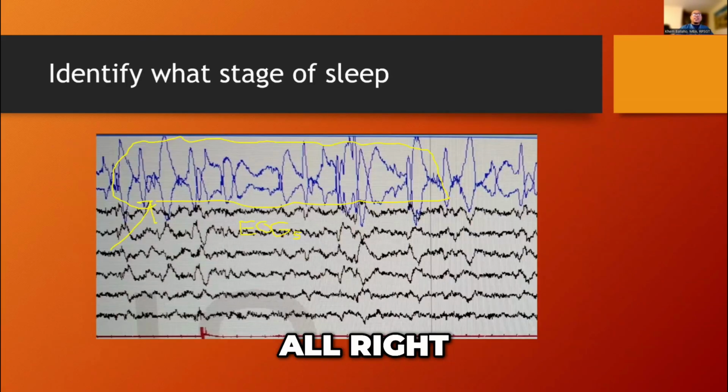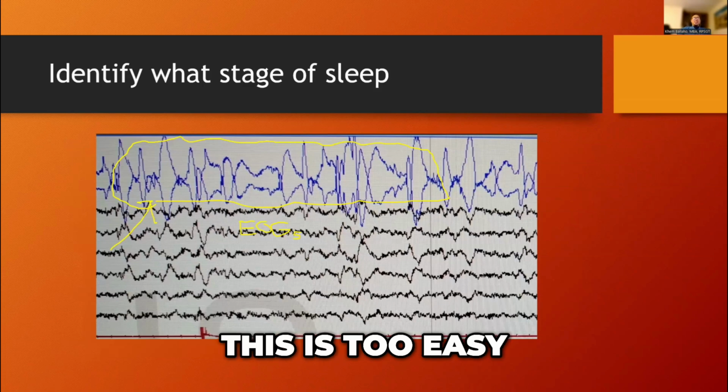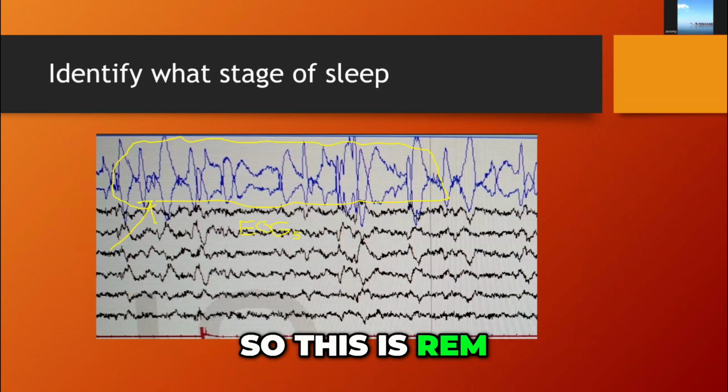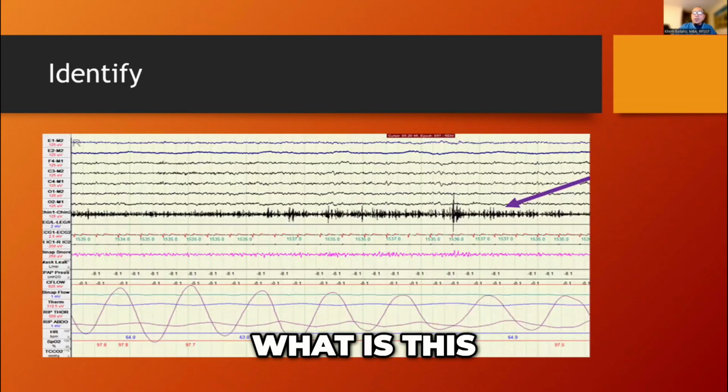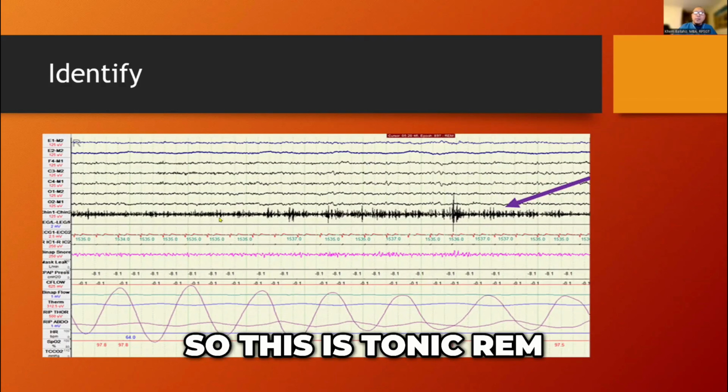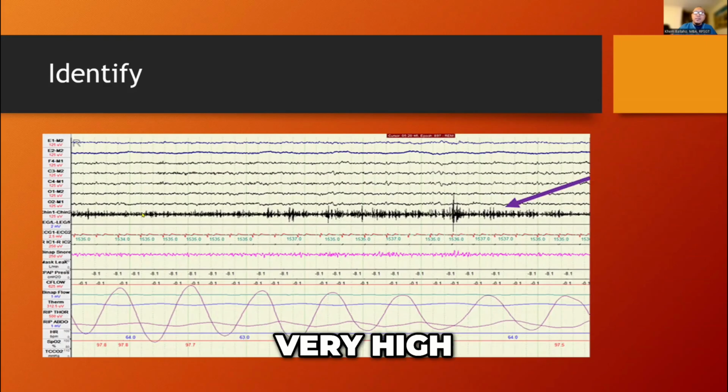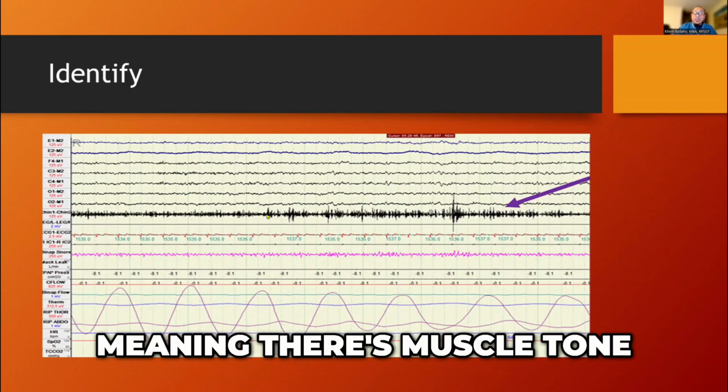All right. And what are we looking at? This is too easy. REM. So this is REM. Okay. But my next question will be, what is this? Anybody want to take a stab at what sleep stage this is? Very good. So this is tonic REM, right? Look at the chin. Very high muscle tone. So this is REM without atonia, meaning there's muscle tone.